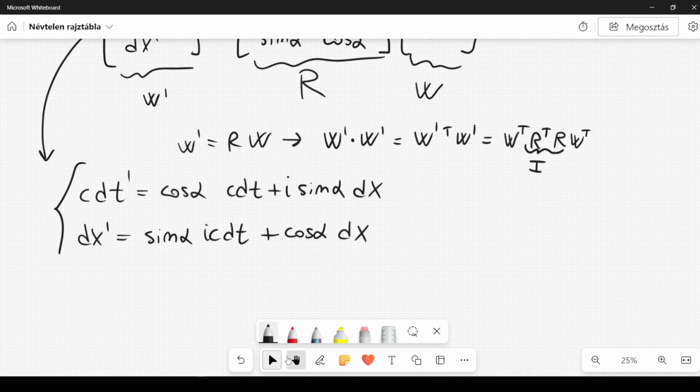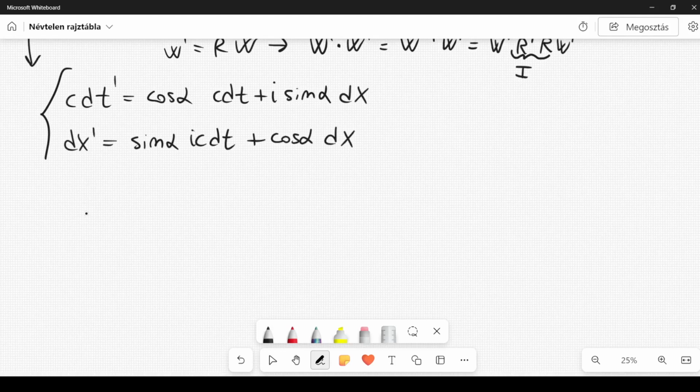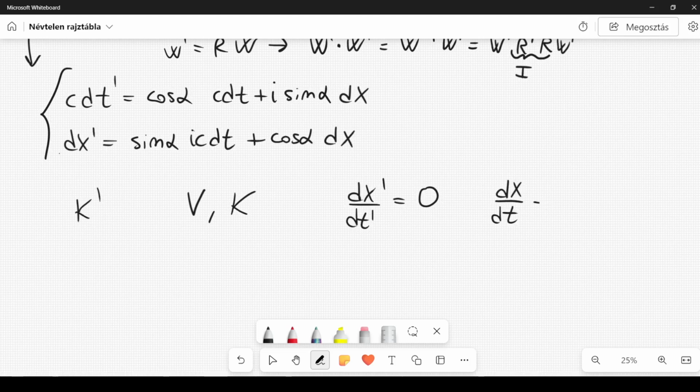Now we are going to choose an object that we want to describe from our two frames of reference, an object that is at rest with respect to the frame k prime with coordinates x prime and t prime, and it is moving with a velocity v with respect to the frame k. So basically it means that dx prime dt prime, which is the velocity in the frame k prime, is equal to 0. And the derivative of the position x with respect to t is equal to v. So from here we can say that for this object dx prime, which is 0, is equal to sine alpha I c dt plus cosine alpha dx, which can be written as v dt.